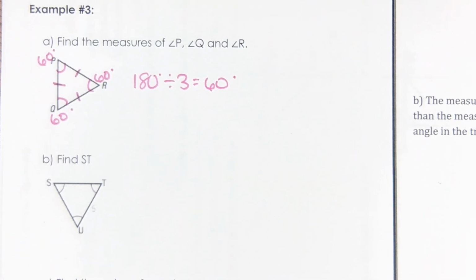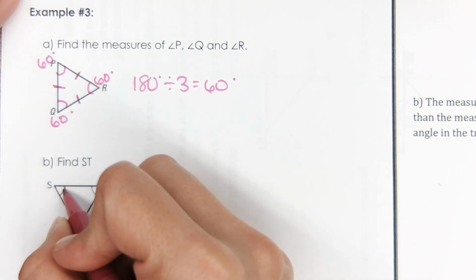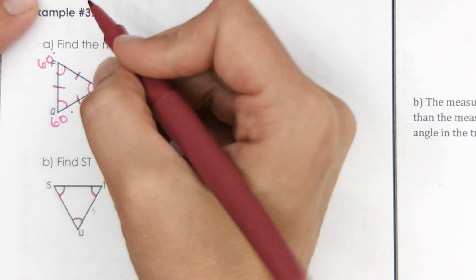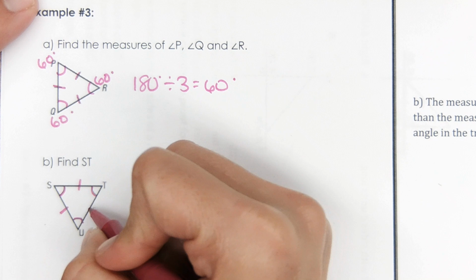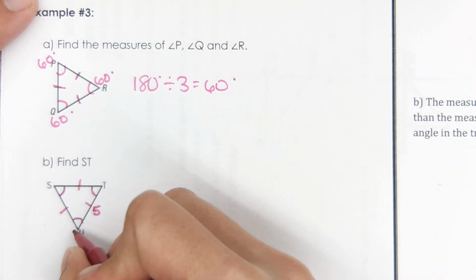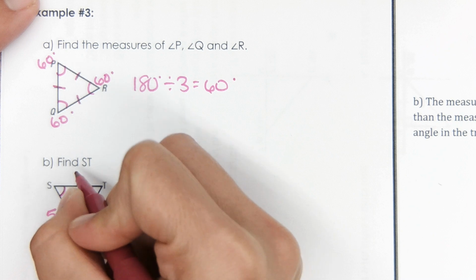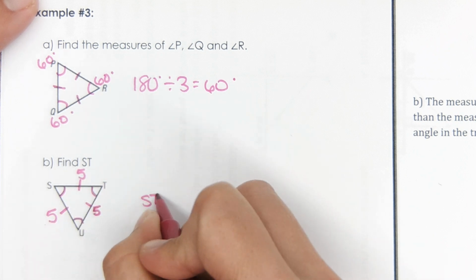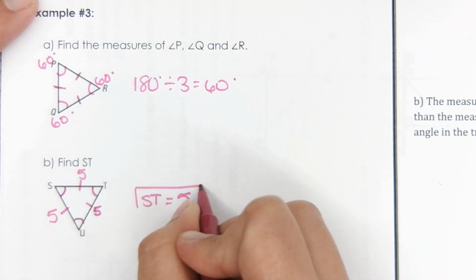Okay, and then find the length of ST for this. It shows all the angles are the same, so therefore, based on the converse, all the sides would be the same length. It shows a little 5 right here for this side length, so then this would be 5 and this would be 5, so ST equals 5 units.